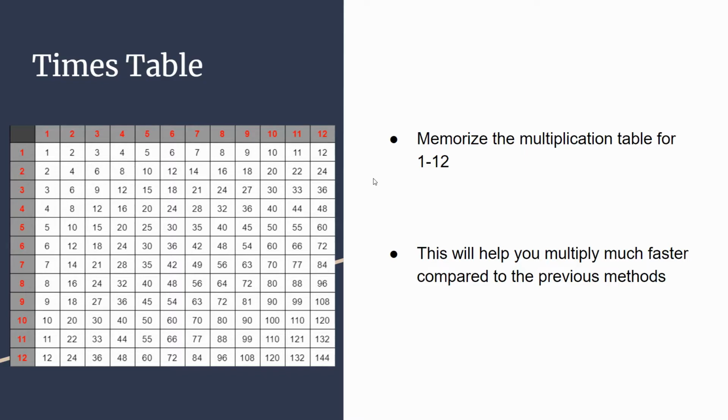Once you get the hang of multiplication, you should start to memorize the multiplication table for the numbers 1 to 12. This will help you solve multiplication problems much faster compared to the beginner methods.